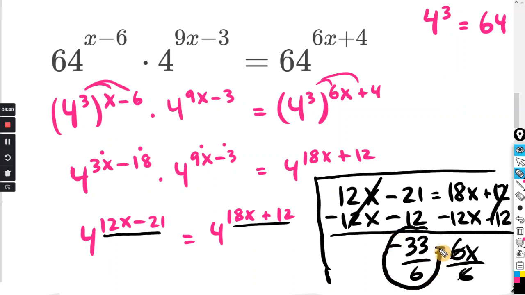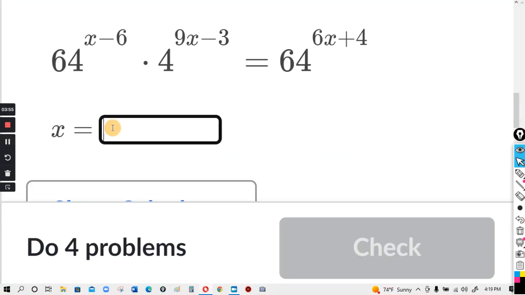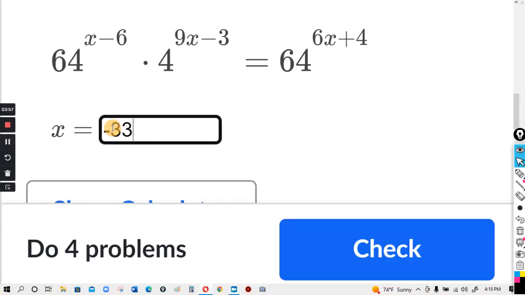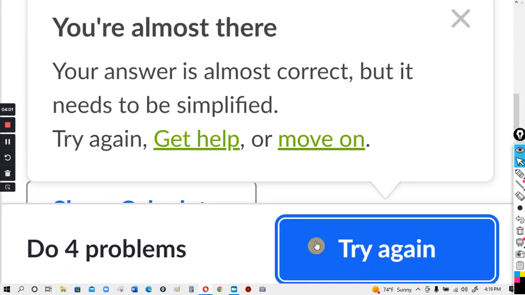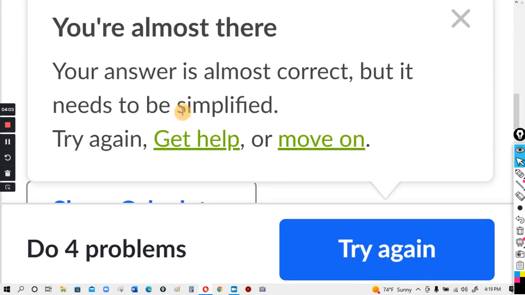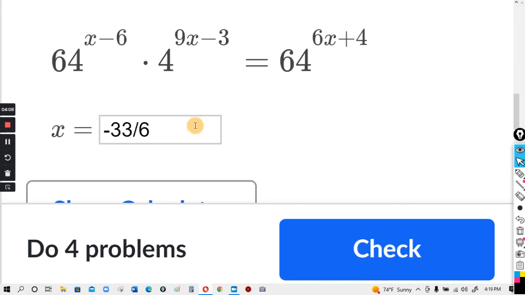Now, we can reduce that fraction. I want to see if they accept it as is or they make us reduce it. Let's try it. All right, so I'm going to erase this, and if I have to, I will reduce this fraction. In the box, negative 33/6. Let's see what happens. Okay. So it has to be simplified. I don't think they marked it wrong, but it has to be simplified.